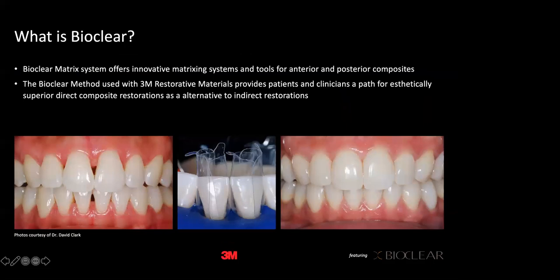So what is Bioclear? Bioclear started as these beautiful matrices, and as I began to use the matrices, I realized that I could not use them in the old way, and that I would need to develop the Bioclear method. Some people are just using the matrix, and that's great, but they're really doing bonding and layering, not injection molding with Bioclear. There are a lot of different ways to use the matrix. I really don't have a lot of interest in talking about doing bonding with the Bioclear matrix. I just want to talk about the Bioclear method. To me, that is the exciting thing.